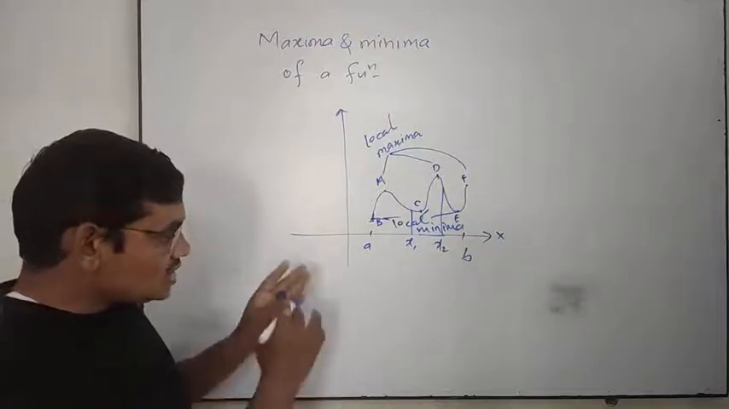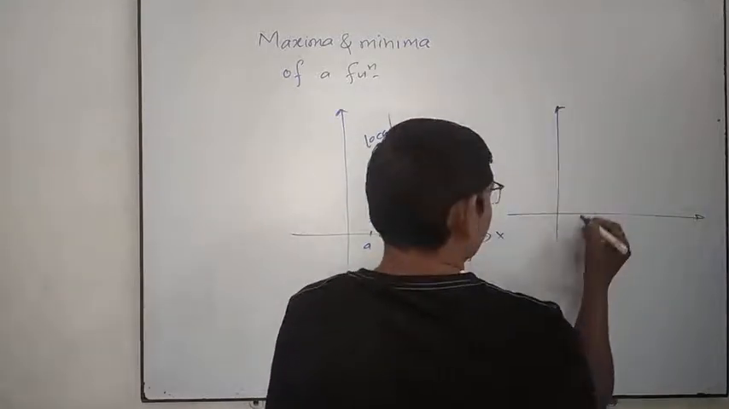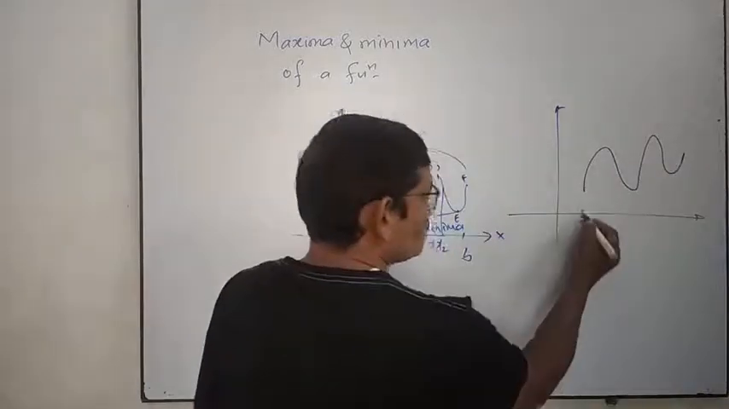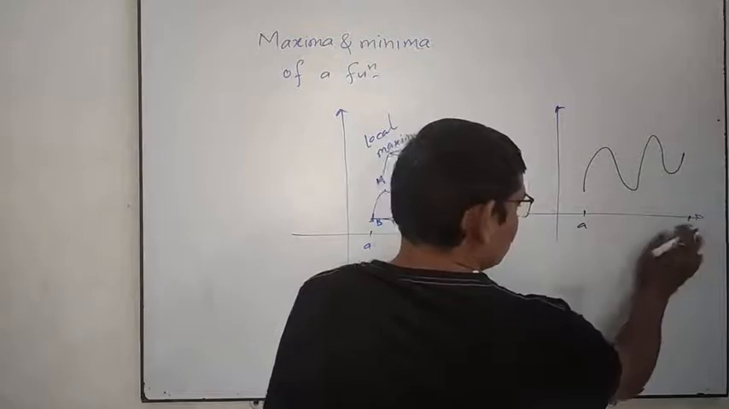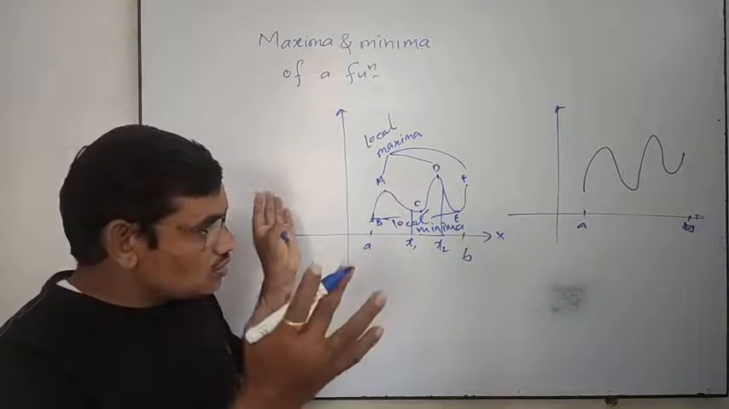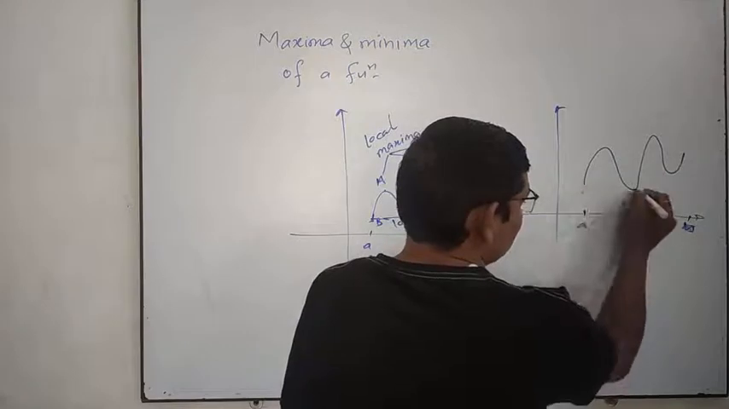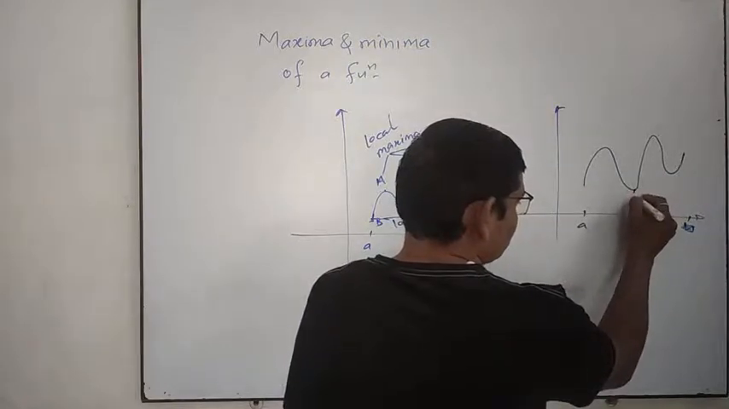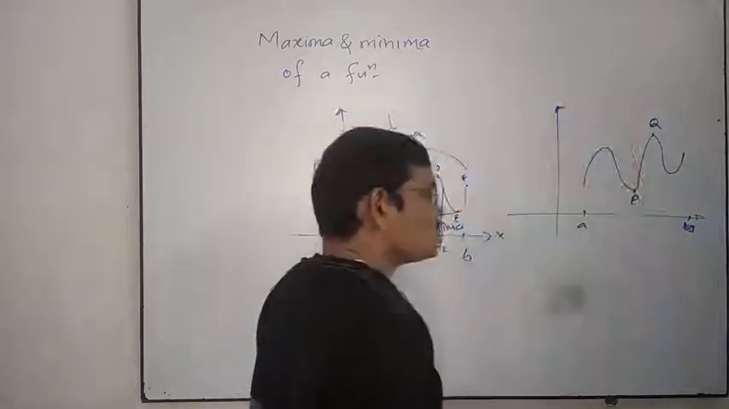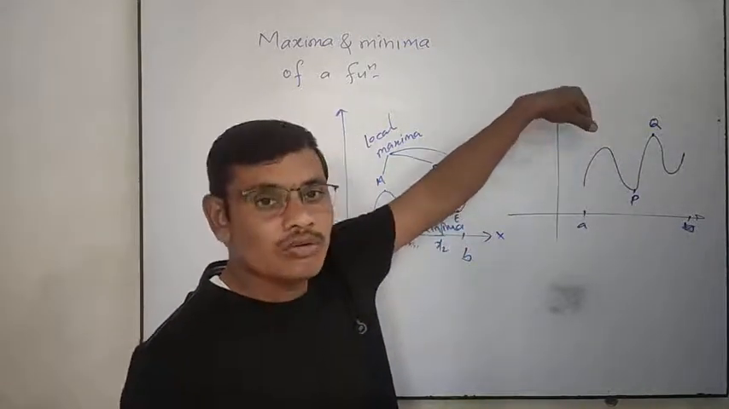Okay. Now if we see this total interval AB, and in this interval AB, see this function, overall maxima and minima of this function. So here we can see this point, here at this point P, function is minimum, and at this point Q, the function is maximum. And this minima and maxima, these are called as global maxima and minima.